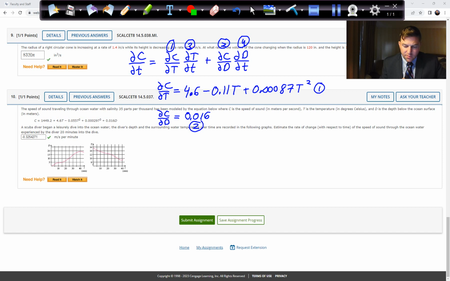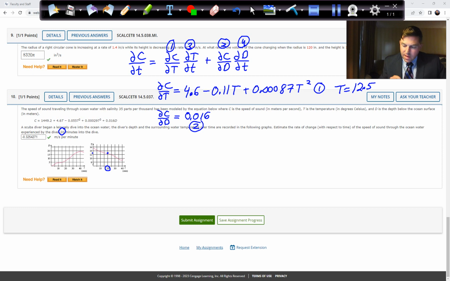from these two graphs. Now, first we have to know to find dC/dt, we need to know what the temperature is. So we need to know what T is to get a number here. Well, the temperature is based off of this second graph. And they tell us in the problem somewhere that it's been 20 minutes. So we go to 20 on the graph and we pull off this number right here. And if you look, it's halfway in between 12 and 13. So the temperature is going to be 12.5 degrees Celsius.